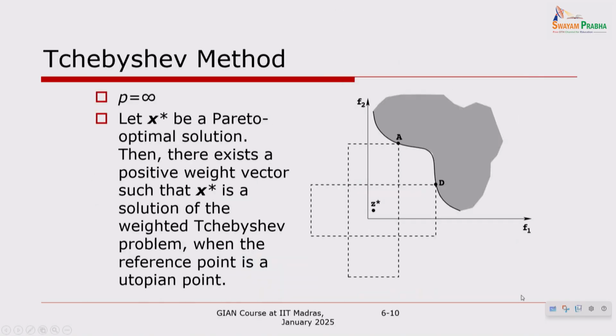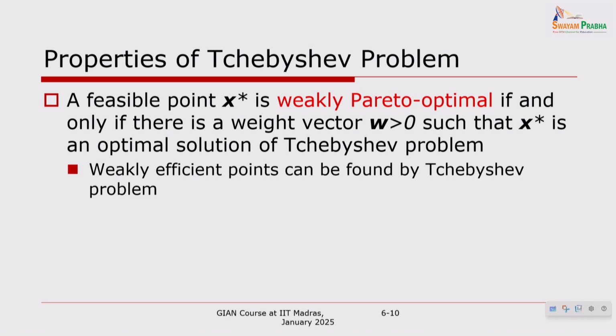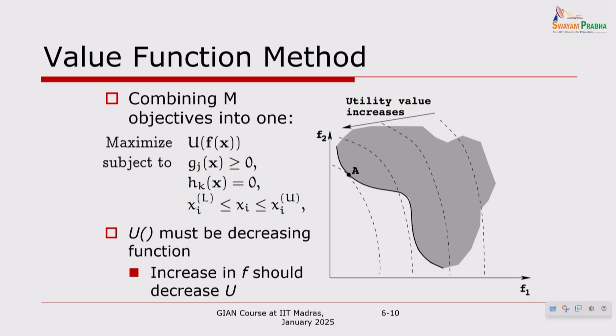Okay, let me skip some of these. There are other methods like the Chebyshev method and all that. It's too much about different techniques of finding them. Just to say that the value function is also used quite a lot.